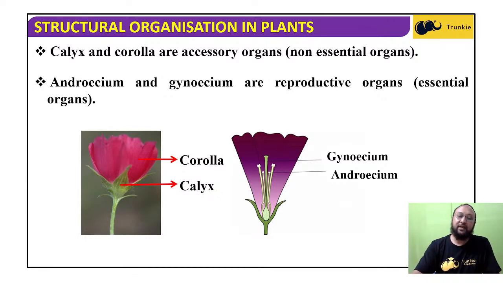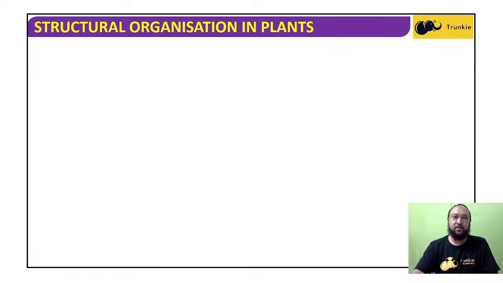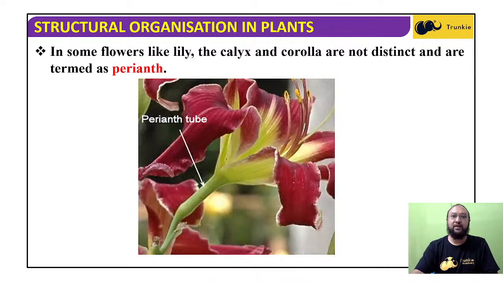Okay, and petals or corolla, they attract the insects, flies, bees, honeybees, etc. for pollination. Okay, and gynoecium and androecium are the structures for the reproduction. Okay, so the parts that take part in reproduction are the androecium and gynoecium.